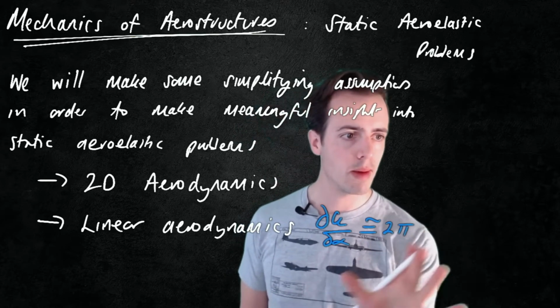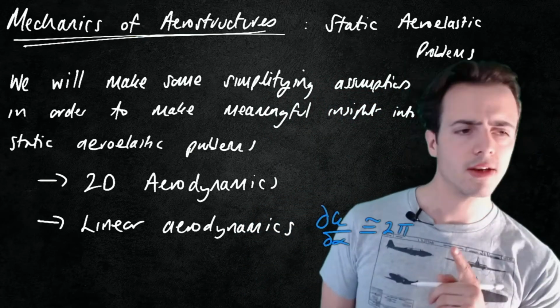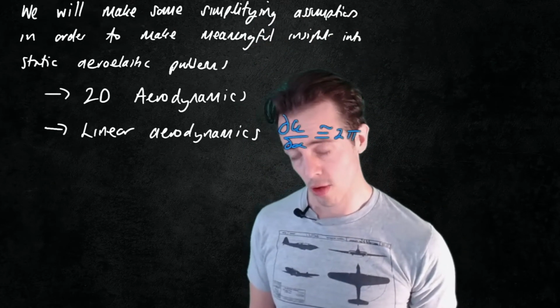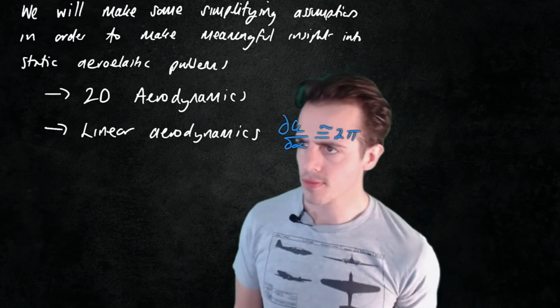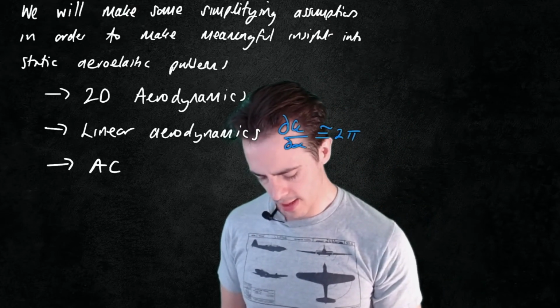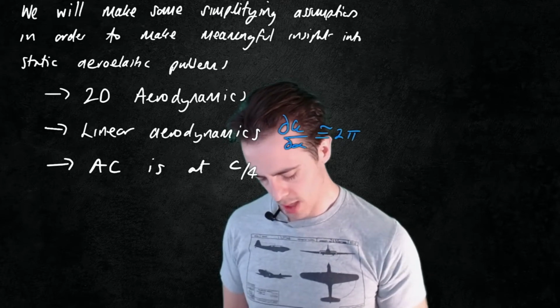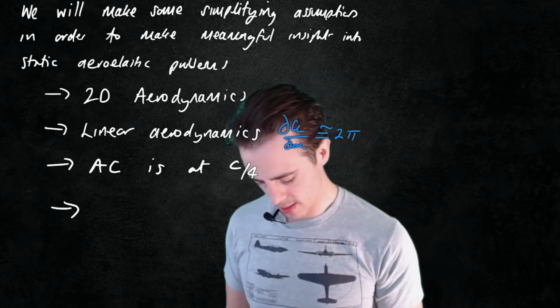Okay, and you will remember this from, I think, 312, you guys studied that. So we'll remember the lift curve slope of a flat plate is 2 pi, and we're going to assume that for our purposes, the lift curve slope of our aerofoils is about the same. We're going to assume the AC is at the quarter chord, and we're also going to assume that we've got small angle of attack.